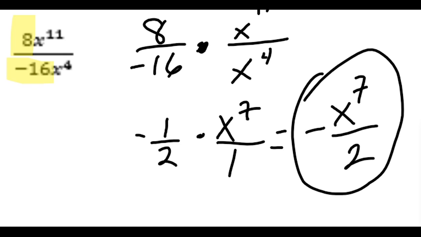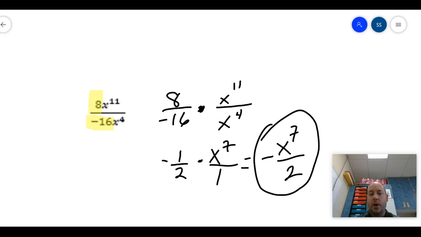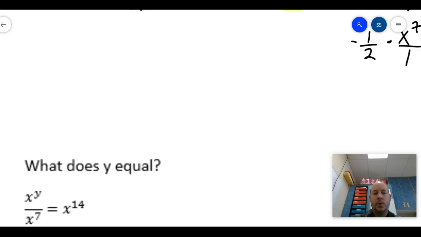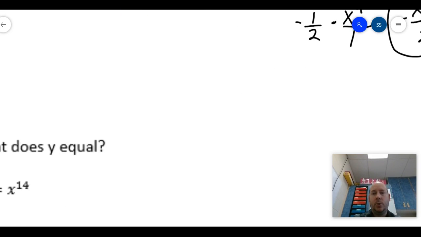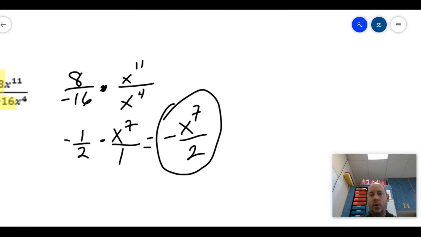Okay, so just deal with the coefficients separately. Use your rule for quotients of exponents, or division of exponents, with the variable part. And then just put it all together at the end. Okay. All right. So that would be an example of a level 3 question.